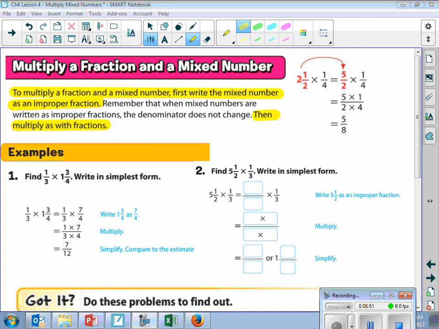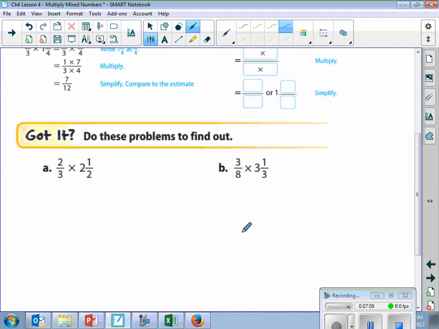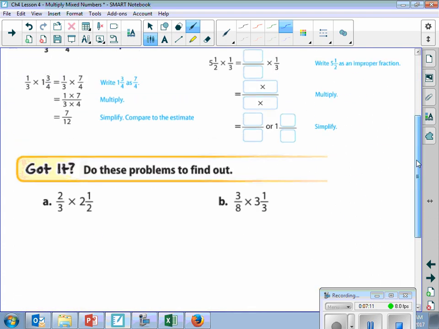So on the next example, we've got 5 1/2 times 1/3. So once again, now you guys, there's a lot of blanks in here that you're not going to have to fill in, okay? So I'm going to show you down here when we do these examples together how I want you to show your work, okay?